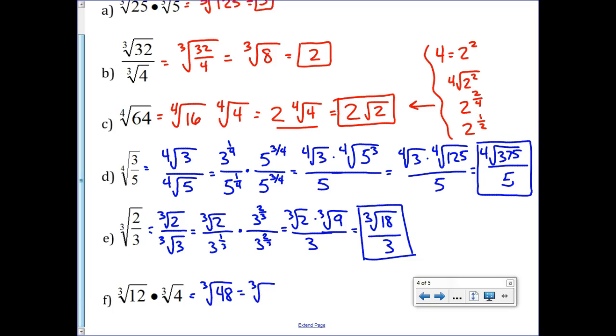So I have the cube root of 8 and the cube root of 6. So the cube root of 8 is 2. And then I'm left with the cube root of 6.